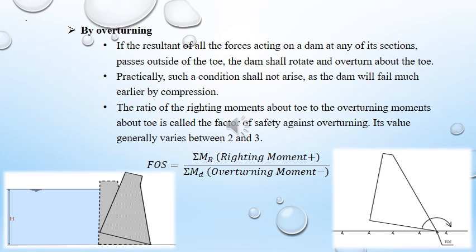The factor of safety against overturning is defined as the ratio of the righting moment, that is the positive moment, summation of MR, to the overturning moment, that is the negative moment, summation of MD. So, the factor of safety is the ratio of these two. All the moments are taken about the toe. The value of this factor of safety varies between 2 to 3. Then there is no overturning.